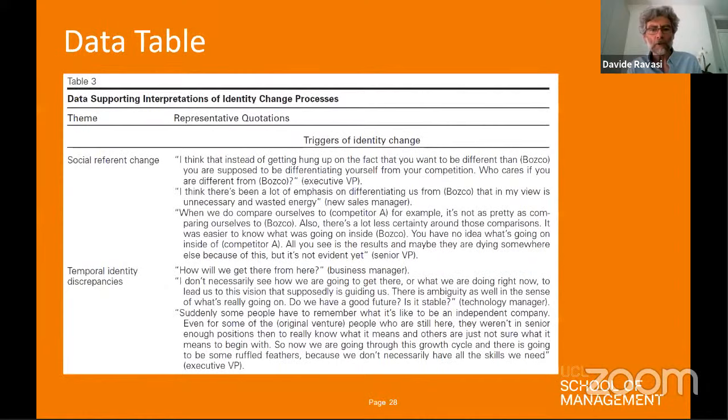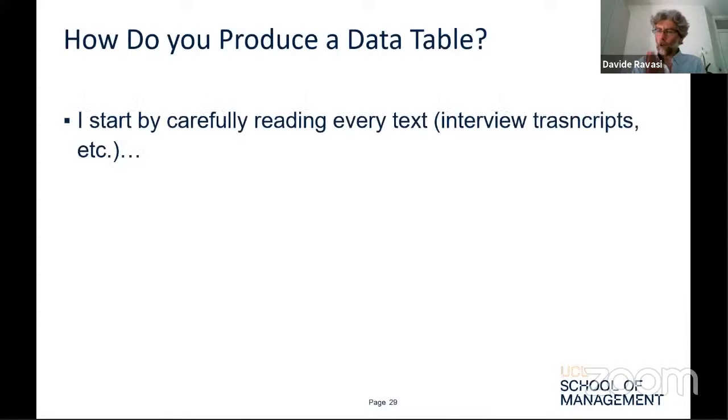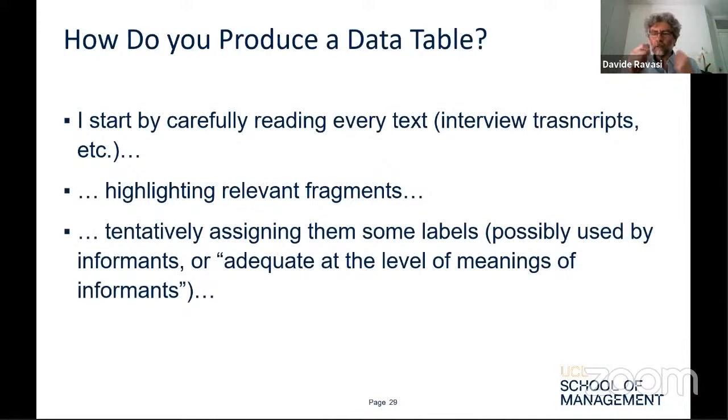So how do you produce a data table? Well, usually I don't use any software, okay? The software I use is Word, not even Excel. Everything has to go into Word at the end, so there's no point. If it works for you, it's great, but I don't see why you should start coding in Excel, because everything has to go into Word tables anyway. So I usually read every text, interview transcripts or archival data, just highlighting relevant fragments and taking notes, tentatively assigning some descriptive labels. I may already have some theoretical labels at this point.